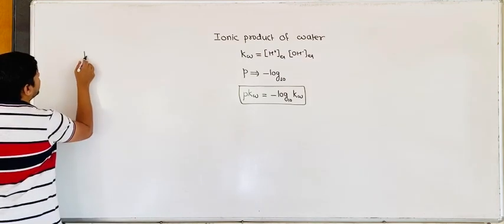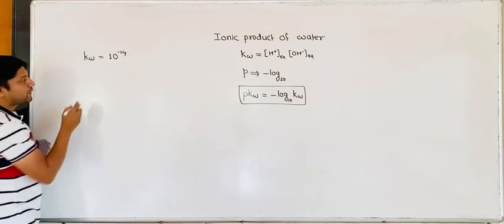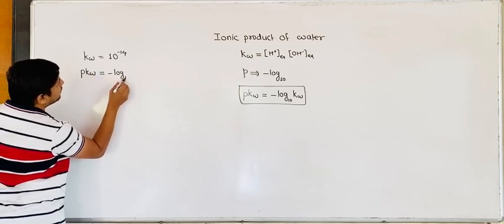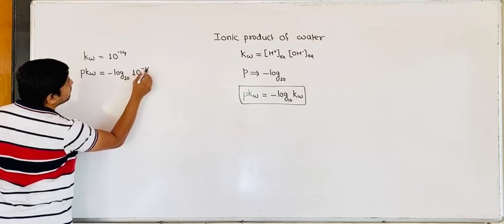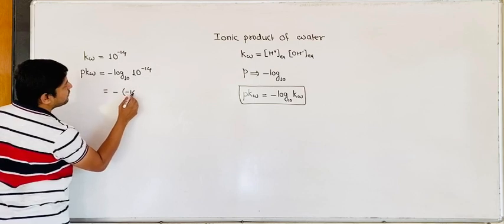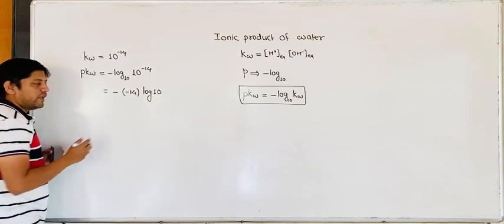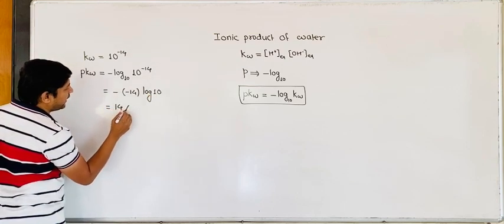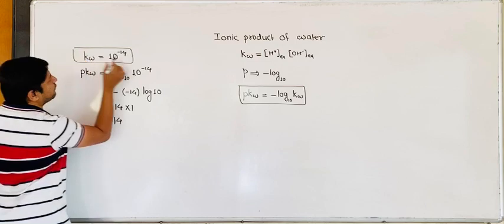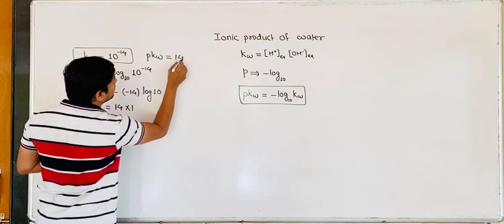When the value of Kw is 10 raised to minus 14, pKw means minus log to the base 10 of 10 raised to minus 14. Log of A raised to B means minus 14 into log 10. Log 10 is 1, so minus minus plus 14 into 1 is equal to 14. So when Kw is 10 raised to minus 14, the value of pKw, the negative logarithm of Kw, is 14.